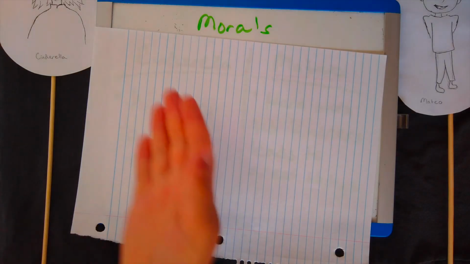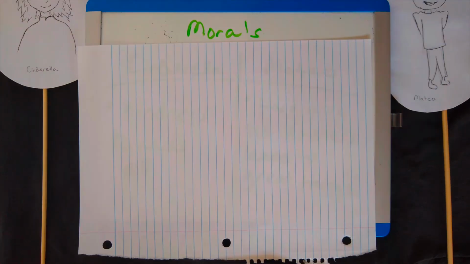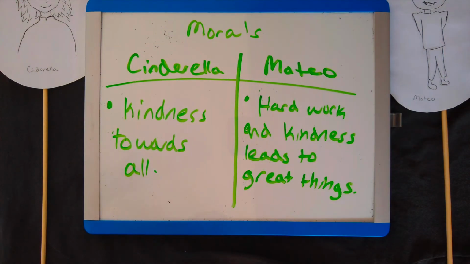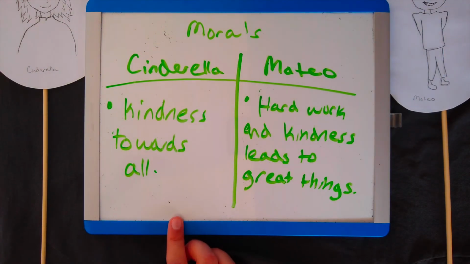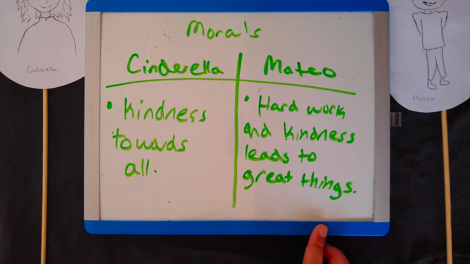In addition, we can look at the morals of the stories. The moral is a message or lesson that the story teaches us. Though the moral of these two stories are different, they are similar in some ways. Cinderella teaches us to have kindness towards all, even to her very mean stepsisters and stepmother. Cinderella teaches us that hard work and kindness leads to great things, like how Matteo practiced baseball but was never mean back to his stepbrothers when they were mean to him.